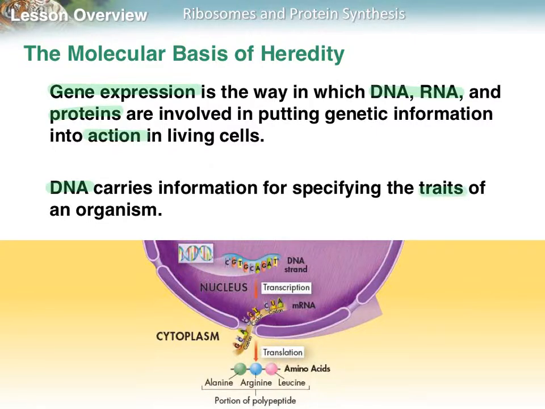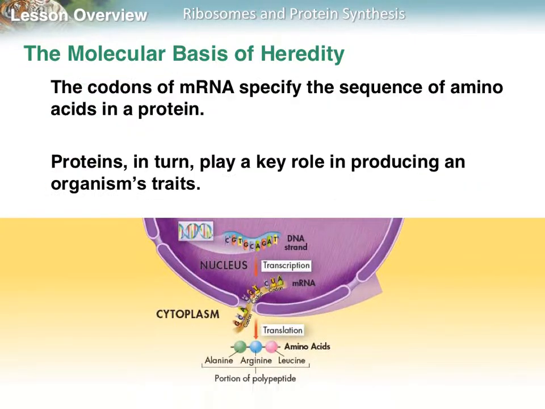How do we put that DNA into action? The DNA code is transferred to the mRNA codons, and those mRNA codons then tell us what amino acids come together in a protein, and then those proteins in turn play the role in producing our traits.